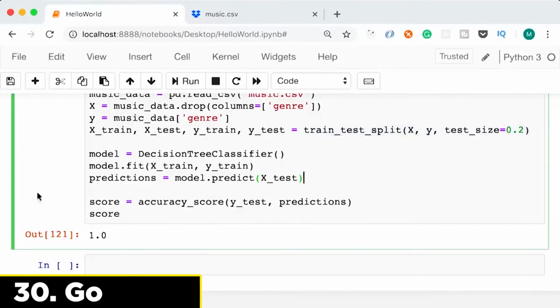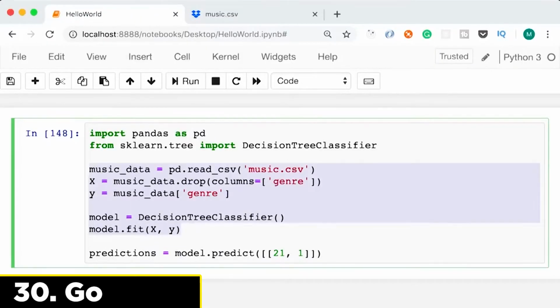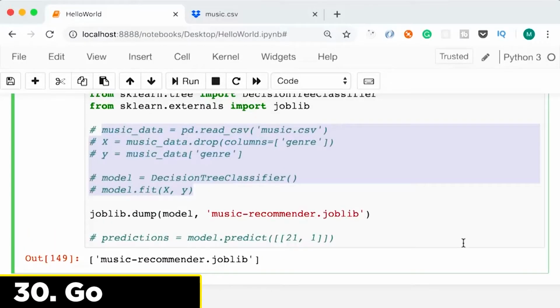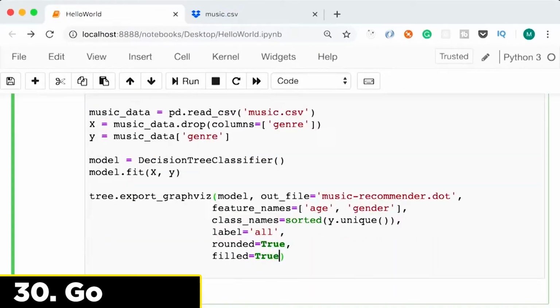Next in the list, we have Go by Google. As you might guess, Google reads a ton of data from web pages. That's where Go comes in. Go is a language specially optimized just for reading tons of texts on the internet.